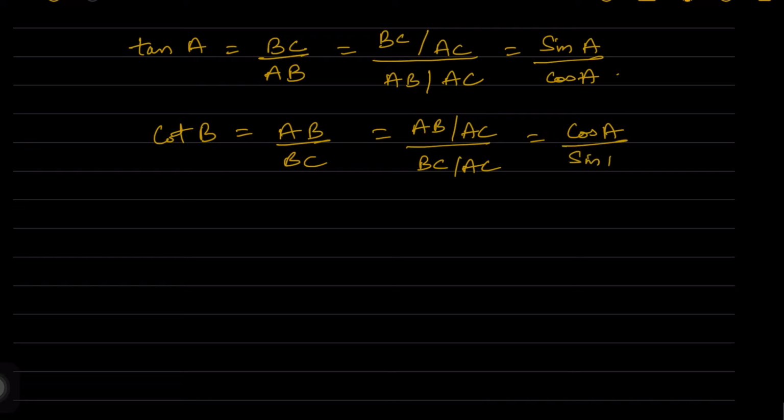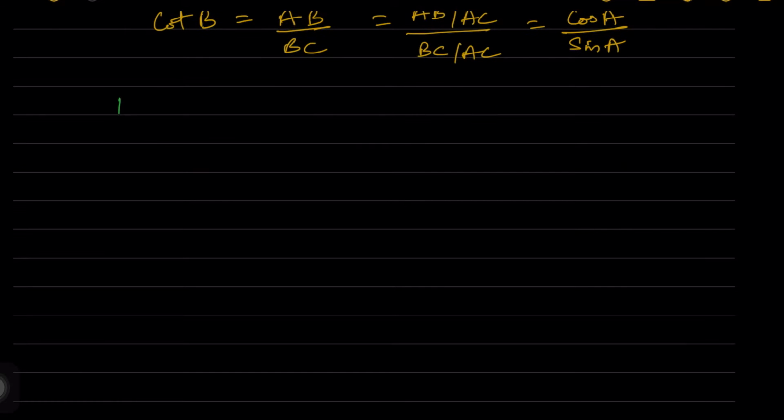So in the same way cot B is also written AB by BC, it's the reverse of tan A. So from that you can get that.